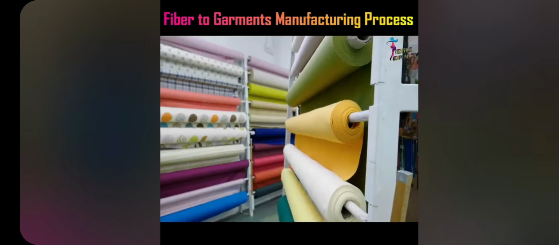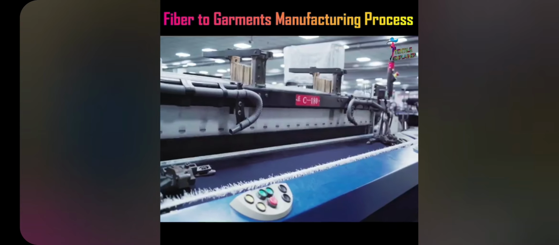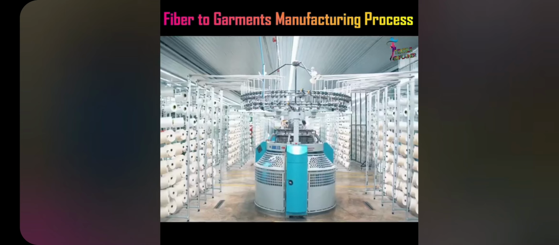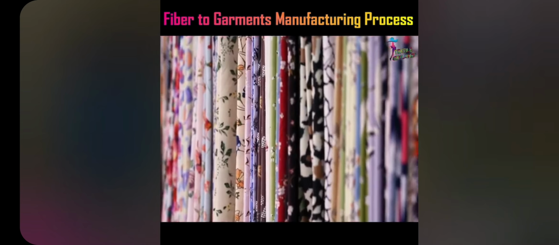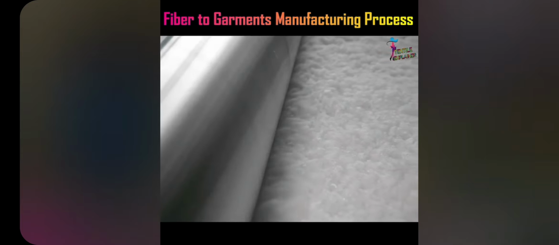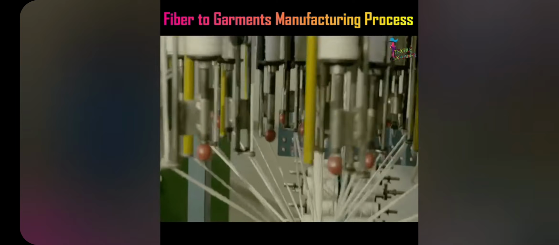Fabric is a plain sheet of cloth which is made by a weaving or knitting process. Most fabrics are knitted or woven, but some are produced by non-woven processes such as braiding, felting, twisting, etc.